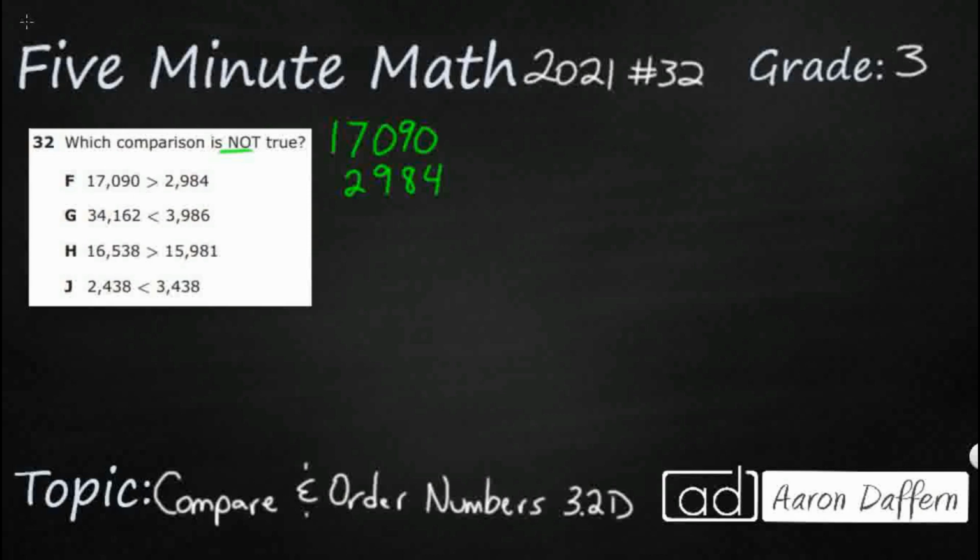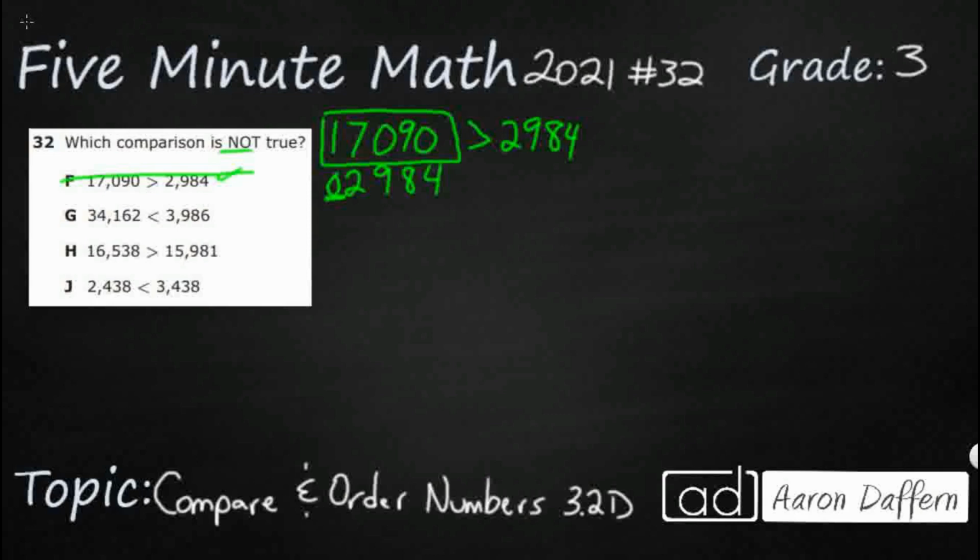We always start with the largest place value, and in this case, the largest place value is the 10,000s, and I could just put a 0 there if I needed to, because that top number, 17,090, has a 1 in the 10,000s place. So this is the larger number, which means this is greater than, which means we need to write it like this: greater than 2,984. And that is exactly what we have here on F. That is true, which means we don't want it. That's the confusing part. Remember, we're looking for the one that is not true.